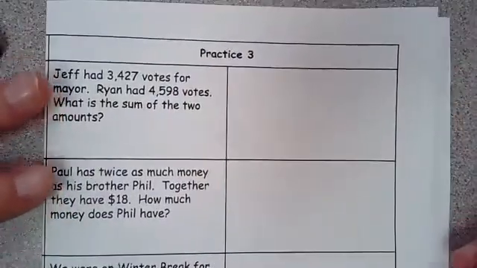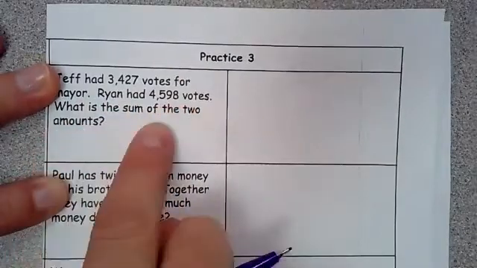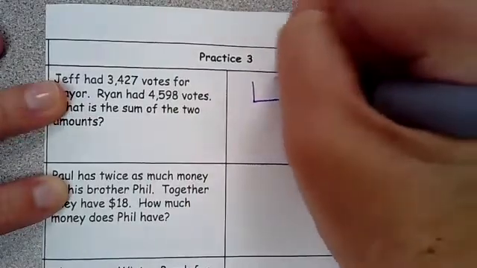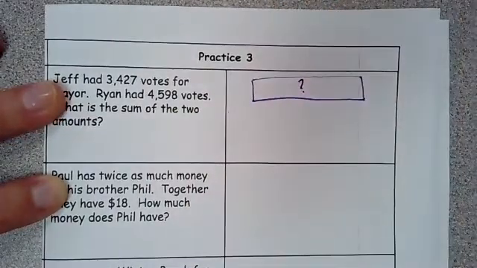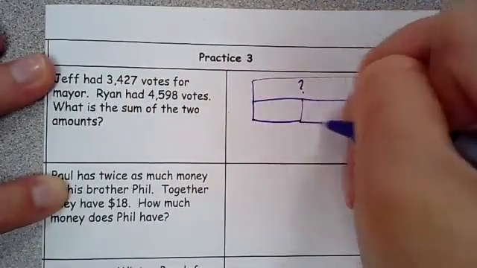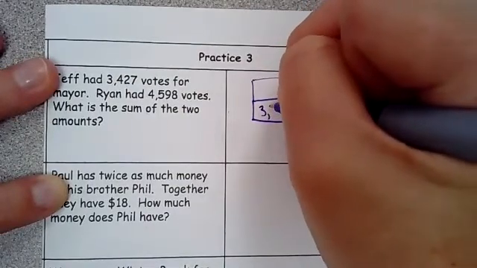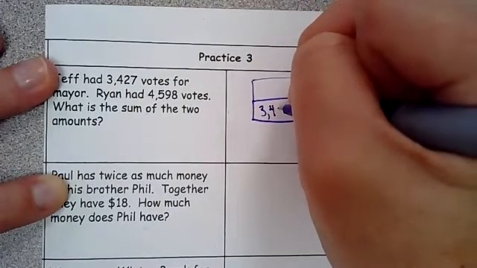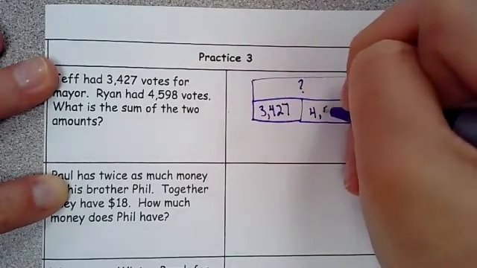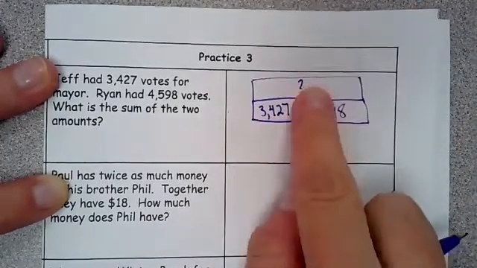All right, here we go. Jeff had 3,427 votes for mayor. Ryan had 4,598. What is the sum? All right. So we don't know the total. We have no idea. Okay. And we don't have equal parts. One is slightly less than the other one. So we're going to draw two bars. The first addend is 3,427. The second addend is 4,598. Okay, these two numbers added together will give you the sum.